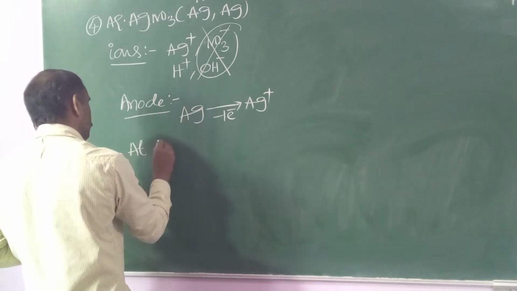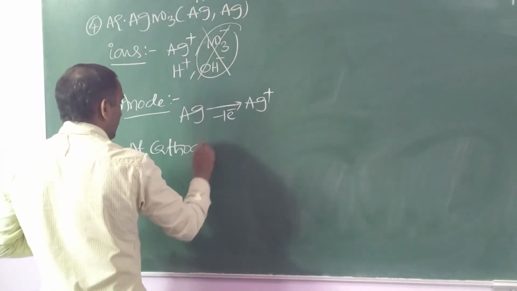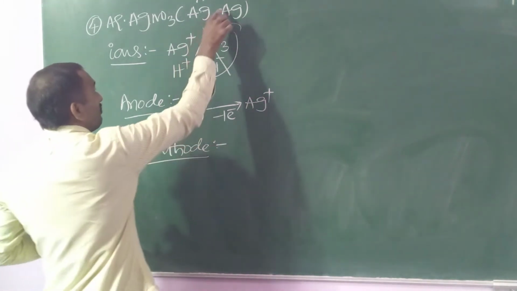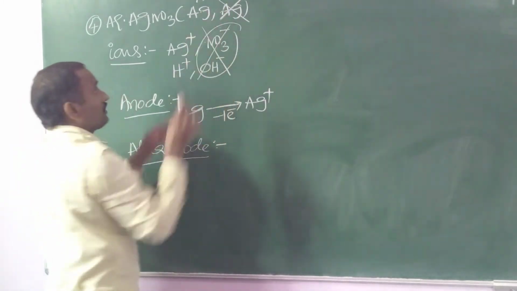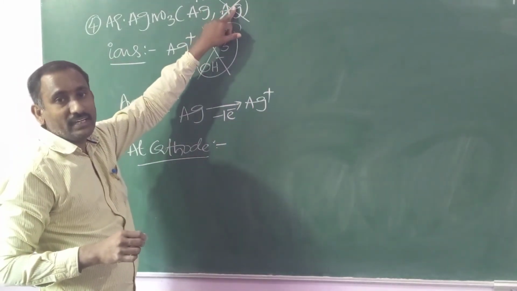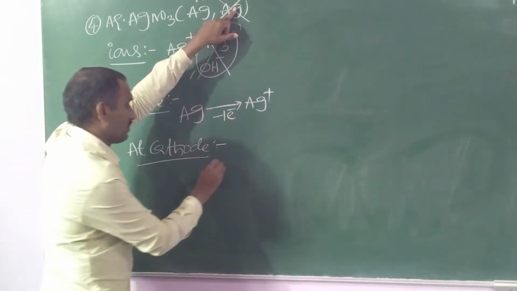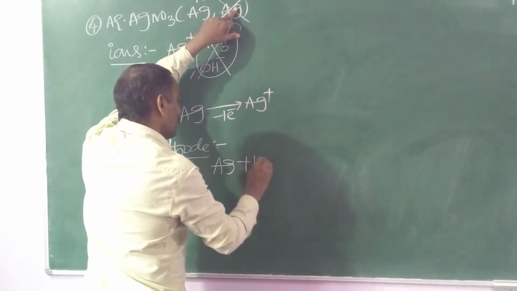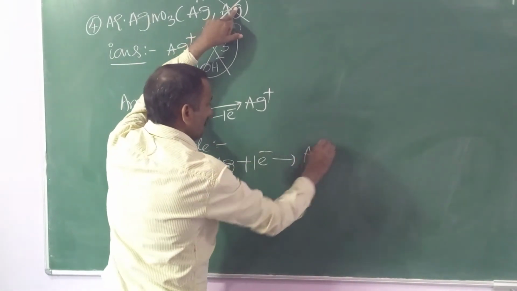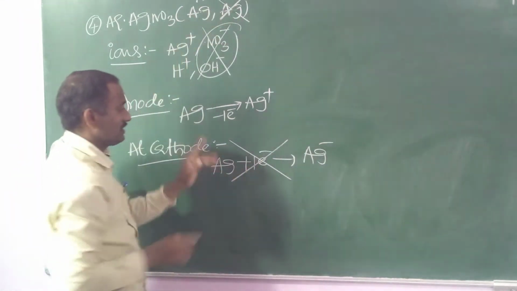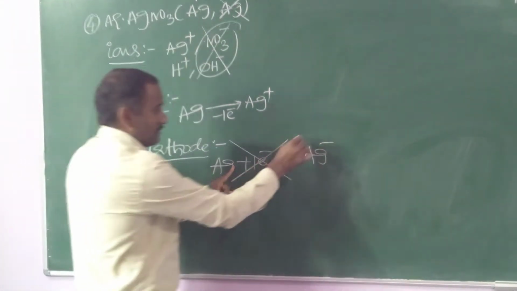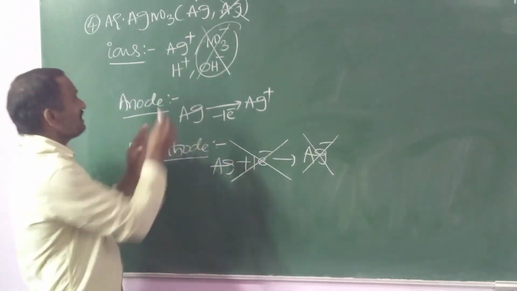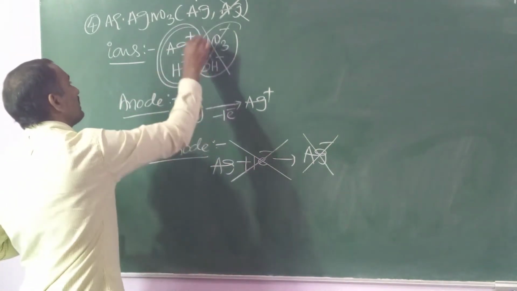At the cathode, even though silver is active, silver does not participate. Why? At the cathode, there is always gaining of electrons. When silver gains one electron, it becomes Ag minus. But metal never gains electrons, hence this reaction does not take place. Metal never carries a negative charge. Instead, ions participate in the reaction.